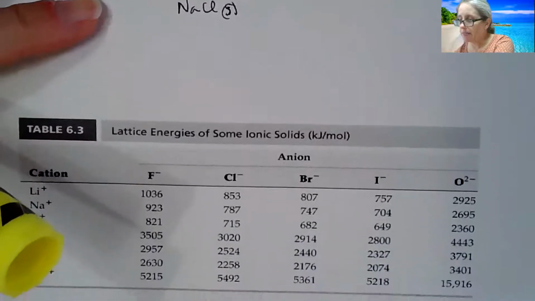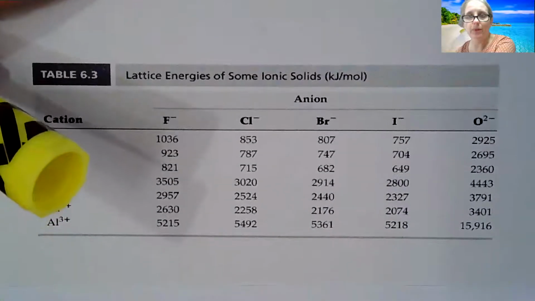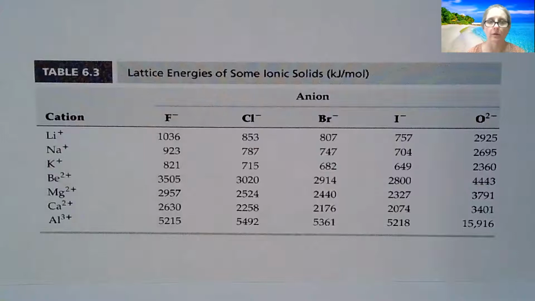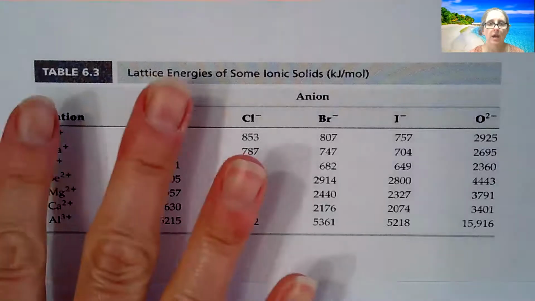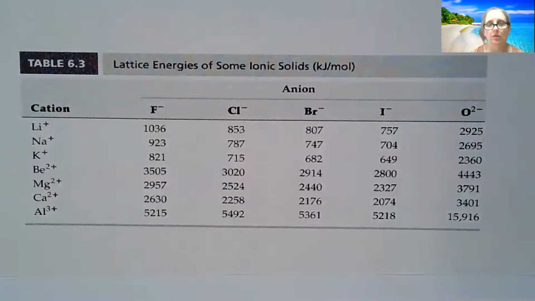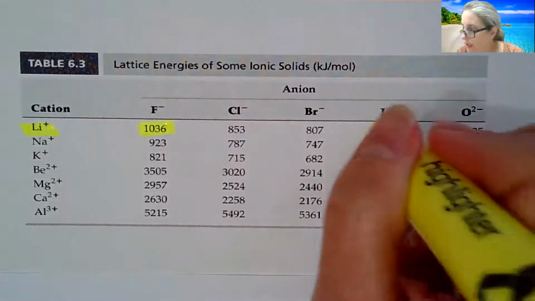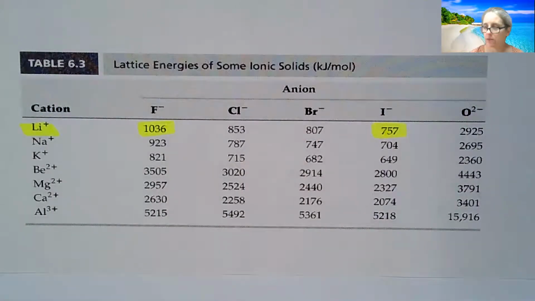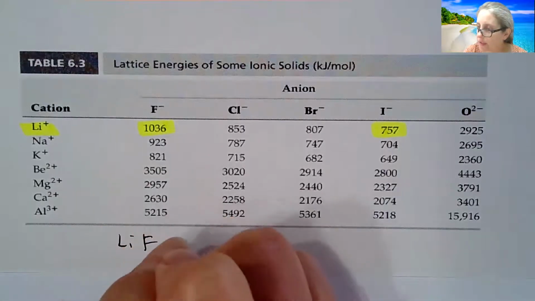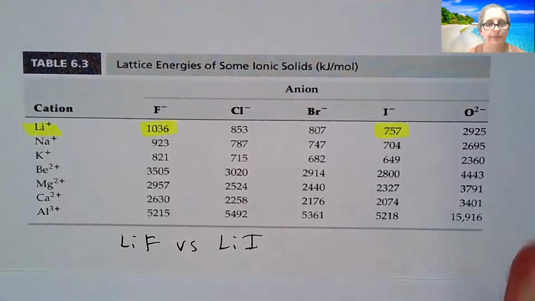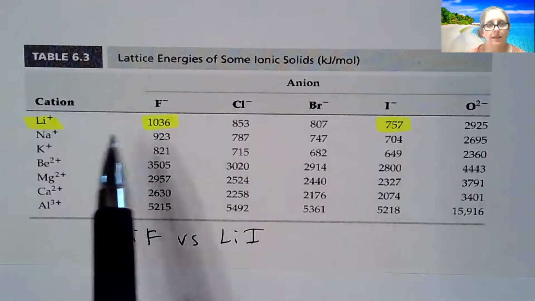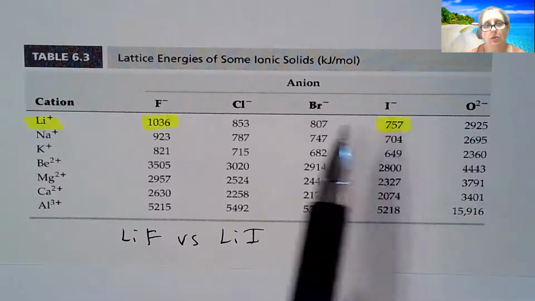And to finish up this idea of lattice energy, I've put this table in your notes to give you some data. Sometimes I like to show you numbers so that it makes more sense as to the trends or the behavior that we're seeing with these ions. So let's look at lithium, and more specifically, let's compare two different ionic compounds: lithium fluoride versus lithium iodide. Since they both contain lithium, the only difference between the two is the anions.